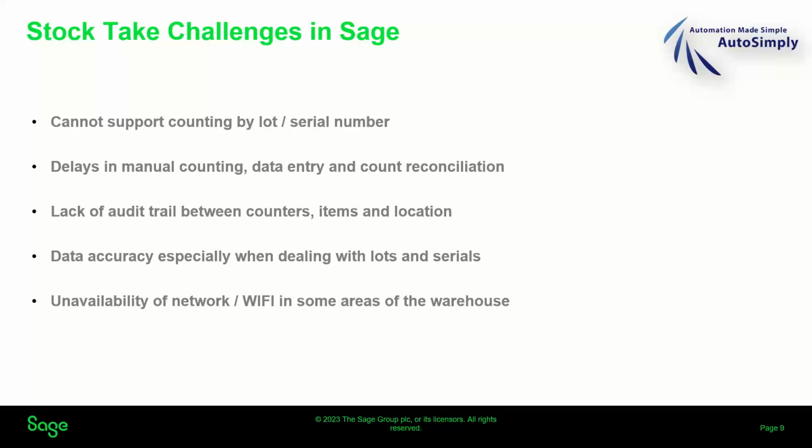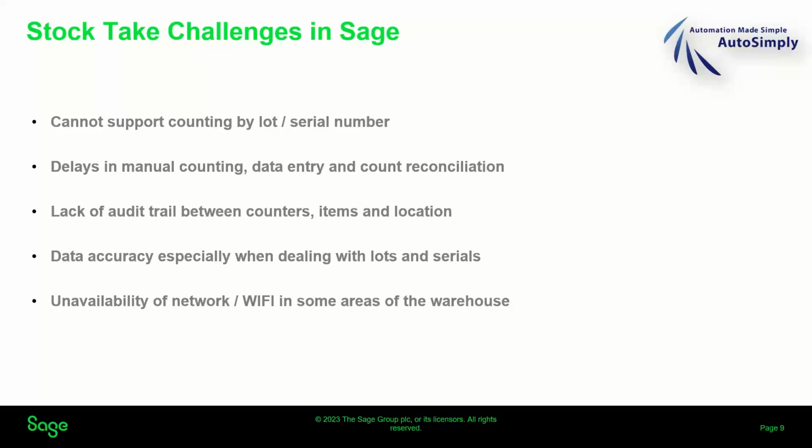Now, the fourth one here is about data accuracy. This is where the barcoding actually comes in to the stock take. If we are doing things manually, using paper and pen, and dealing with long item codes, there would be mistakes. If we have lots and serial numbers, you can just imagine people writing the wrong lot, writing the wrong serial number, and posting incorrect data to Sage. As we know, garbage in, garbage out.